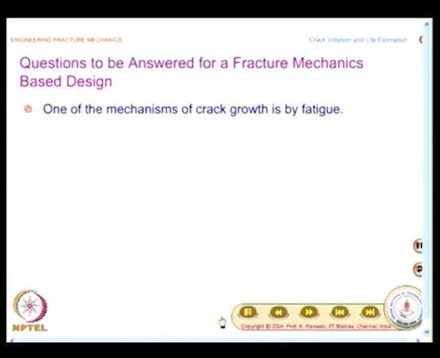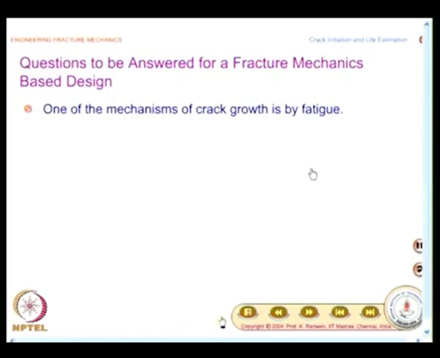We were looking at questions to be answered for a fracture mechanics based design, and you have to keep in mind one of the mechanisms of crack growth is by fatigue. And if you really take fatigue, there are two categories you can think of. One is low cycle fatigue, another is high cycle fatigue.